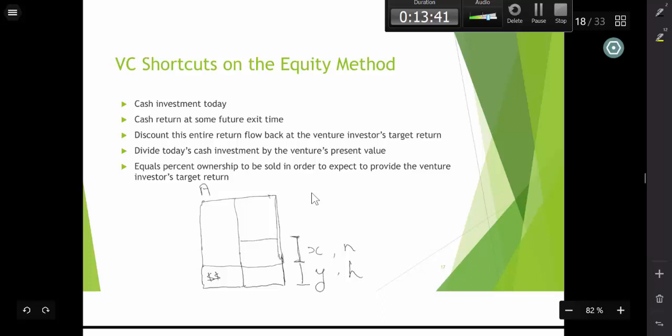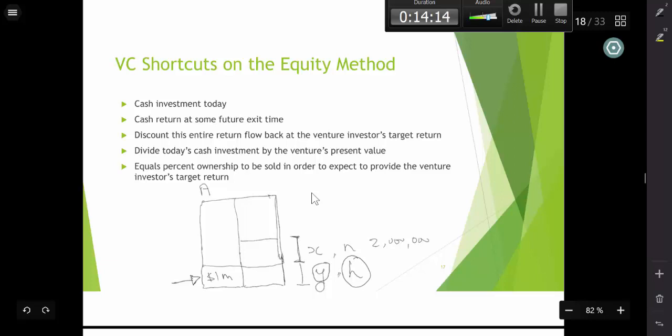So let's say right now there are 2 million shares. So you are thinking to bring in an additional $1 million to invest in this company, and you are wondering how much you should ask for, and then how many shares should be issued.